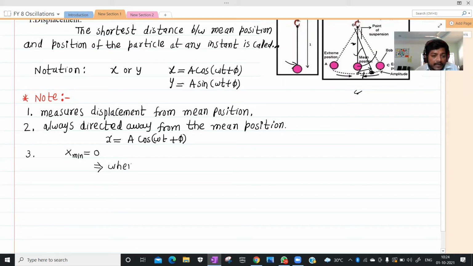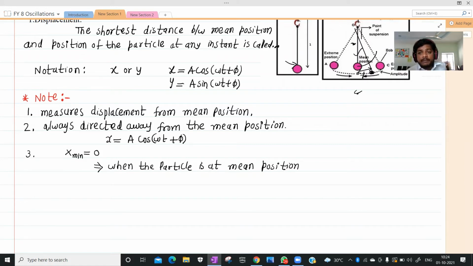When the particle is at mean position, the displacement will be 0. So the minimum displacement will be 0 when the particle is at mean position. Now tell me, minimum is zero, what about the maximum displacement?